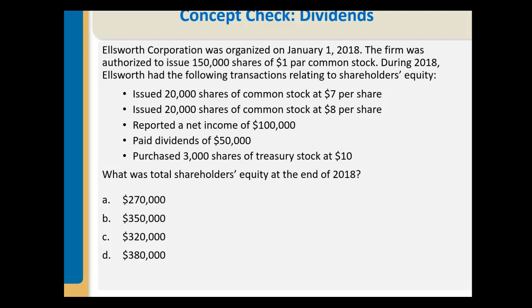Here we show issued 20,000 shares of common stock at $7 per share, then issued 20,000 shares of common stock at $8 per share, then reported a net income of $100,000, paid dividends of $50,000, and purchased 3,000 shares of treasury stock at $10. So I'm going to give you a minute so you can determine what the total shareholders' equity should be at the end of 2018.